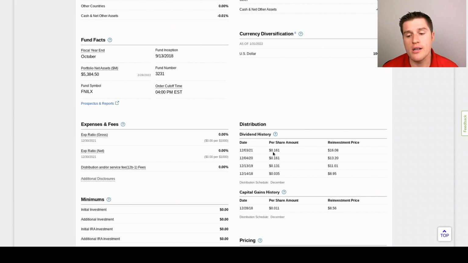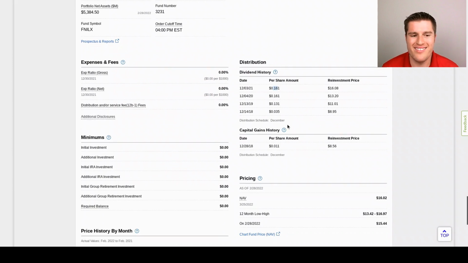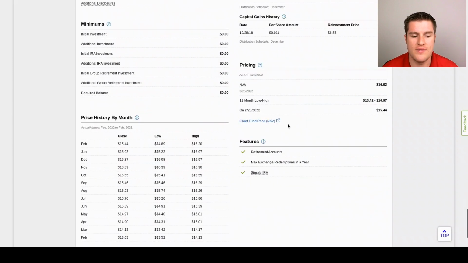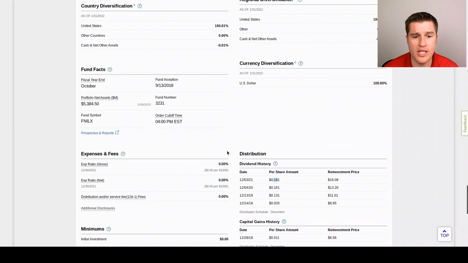You can look at the dividend payout at the beginning of December every year, about 16 cents per share. And that is basically a quick and dirty version of what this index fund is doing, how it's performed, what is the information you want to know about it. Lots of great information that's free.